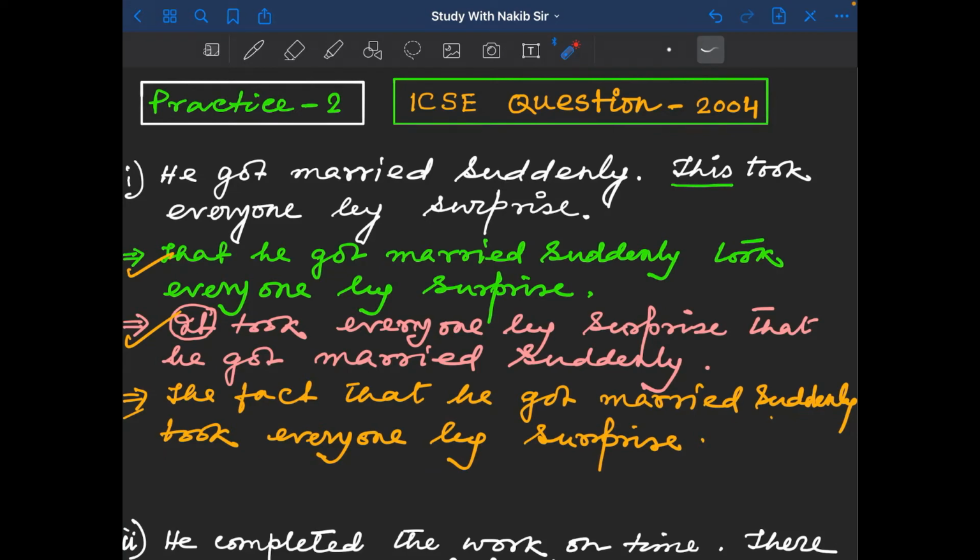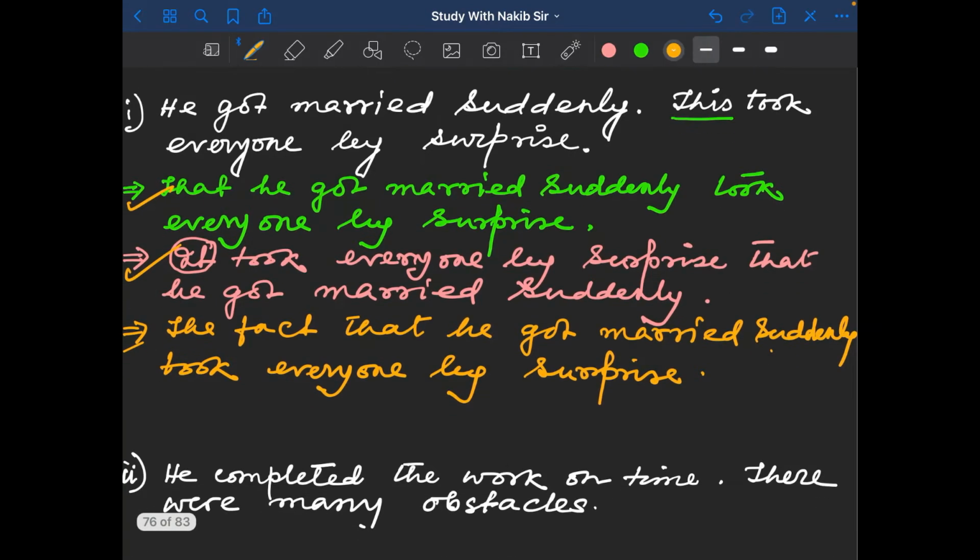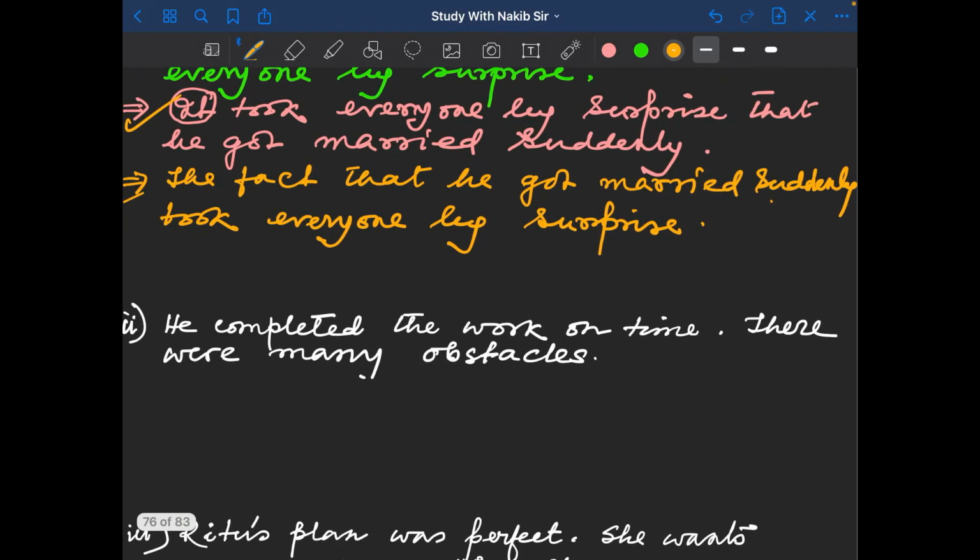Okay, now come to the next question. He completed the work on time. There were many obstacles. See the nature. The second sentence is saying there were many obstacles. So it was natural for him not to complete the work on time, but he did it. Understand, it is a contrast, it's a concession, conjunction, though.